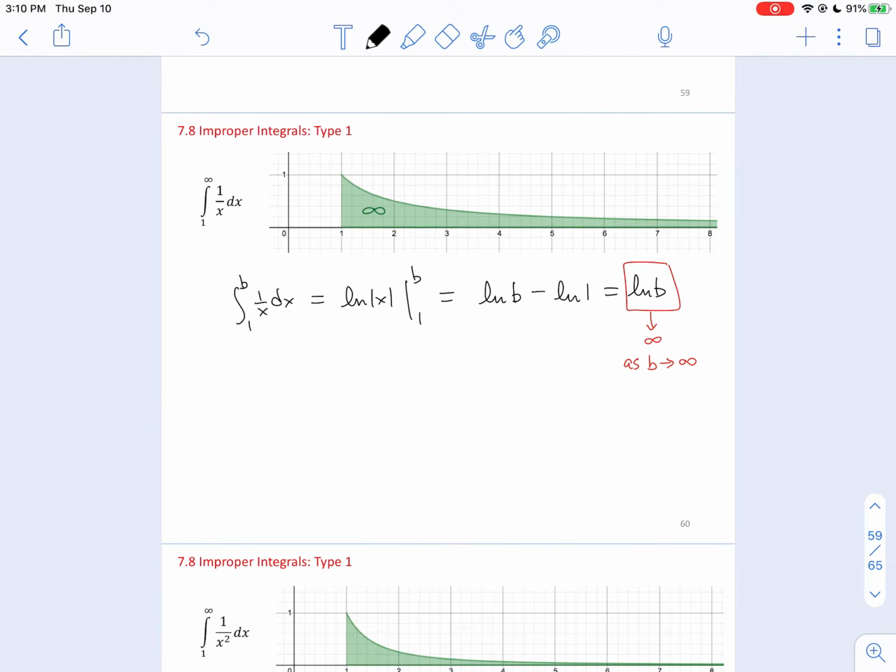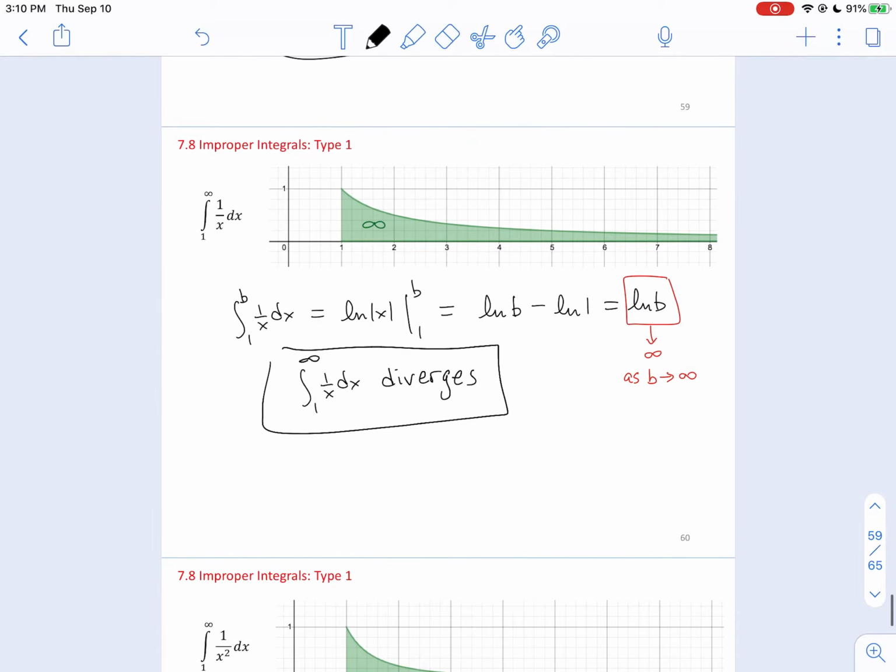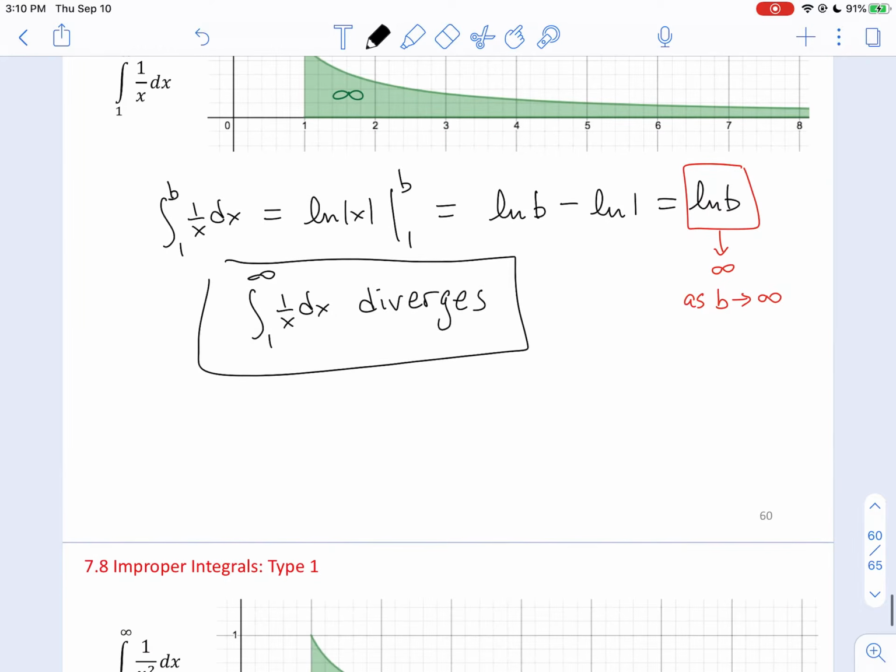And by the way, formally I should say the following as well. I should grab this, copy that, make that be an infinity again instead, and then say that this is divergent, or you can just say diverges. But there's this idea of comparison. I want you to note the following.